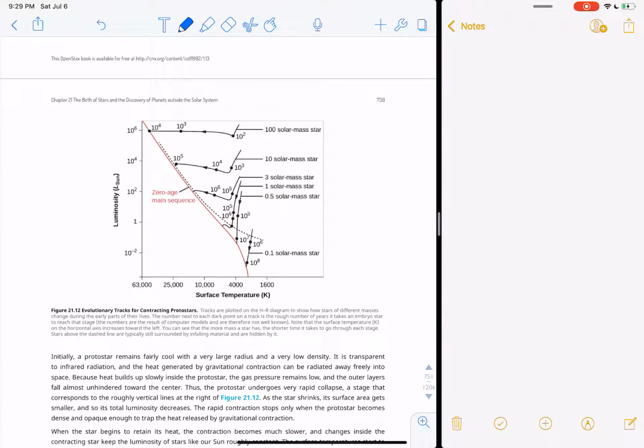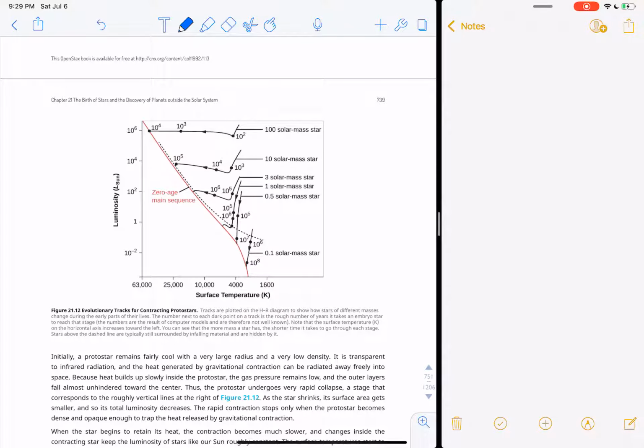And then something like the sun. So where's the sun? The sun is here and there. So the sun basically is going to start up here. It's going to be red. It's going to be pretty bright. But by the time it gets to the main sequence, it's actually going to get dimmer and a little bit bluer from where it starts on the HR diagram.